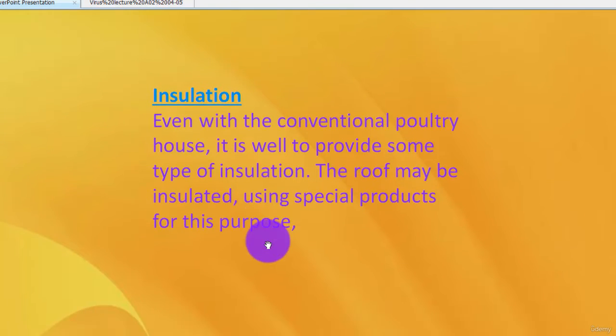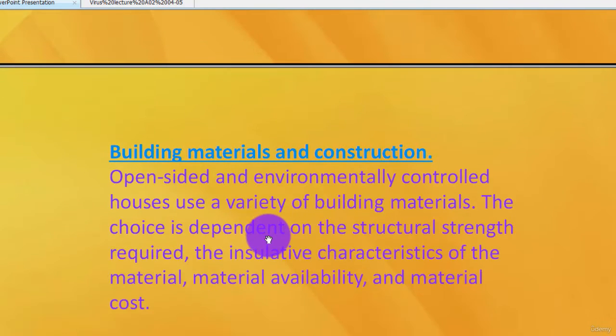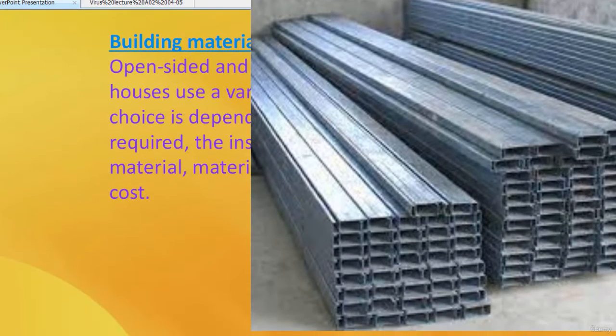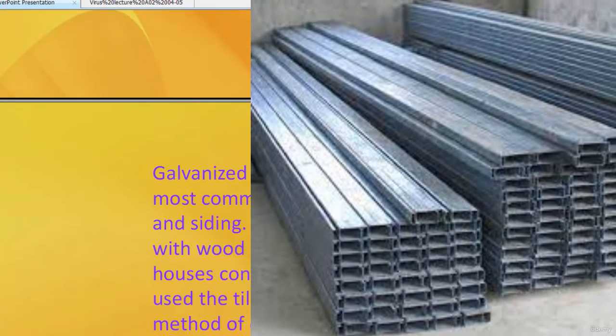Insulation. Even with a conventional poultry house, it's well to provide some type of insulation. The roof may be insulated using special products for this purpose. Building material and construction. Open-sided and environmentally controlled houses use a variety of building materials. The choice is dependent on the structural strength required, the insulative characteristics of the material, availability, and the material cost.